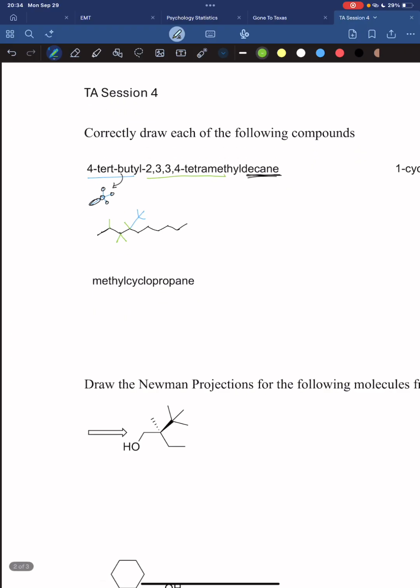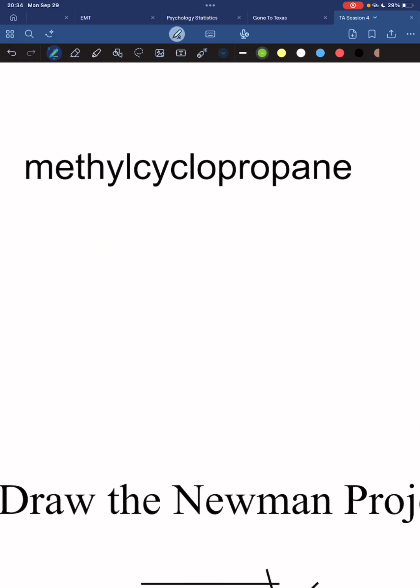And that is that molecule. Let's go and see this one. We have methyl cyclopropane. So here's our parent chain, cyclopropane. Propane is a three carbon something, and it's cyclo, so it's a three-membered ring. That's a triangle. And methyl.